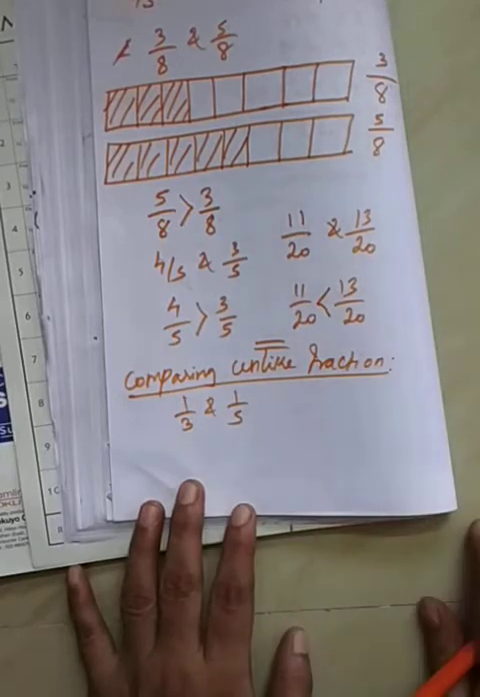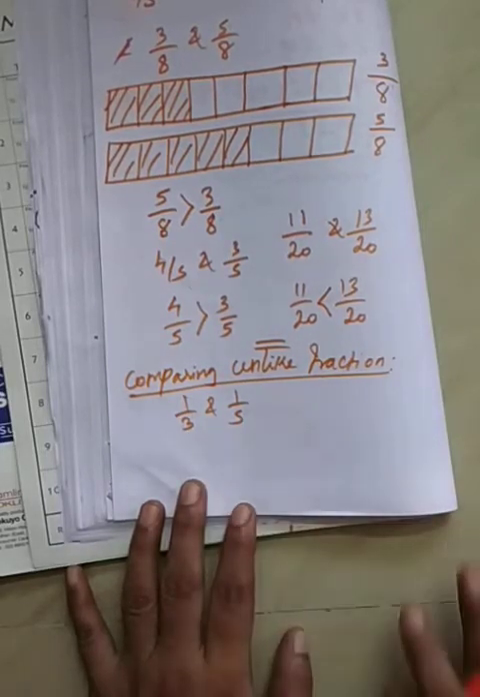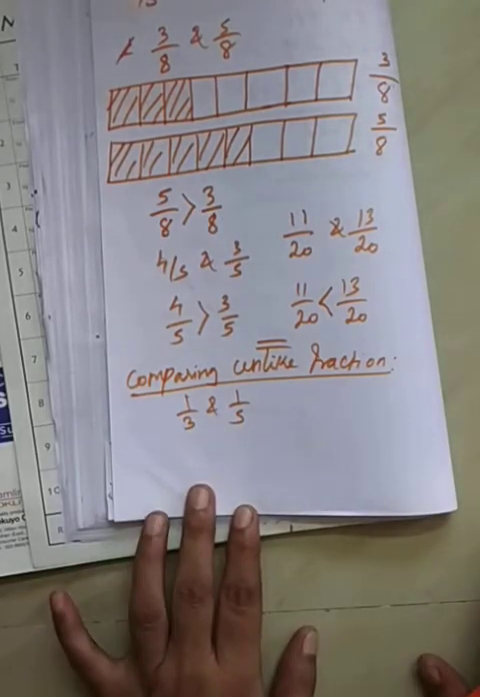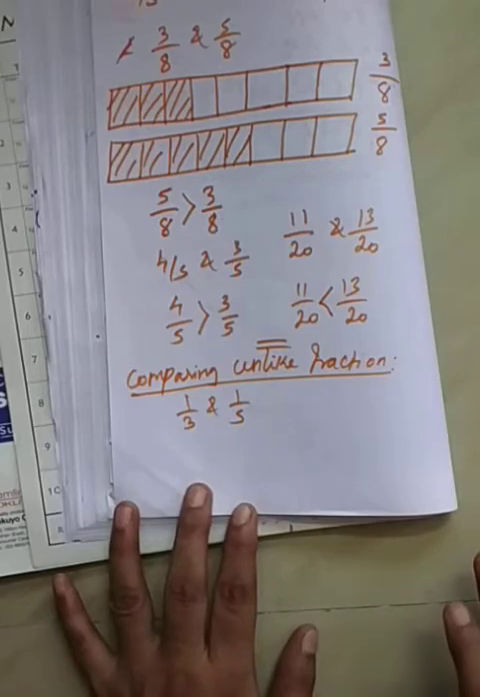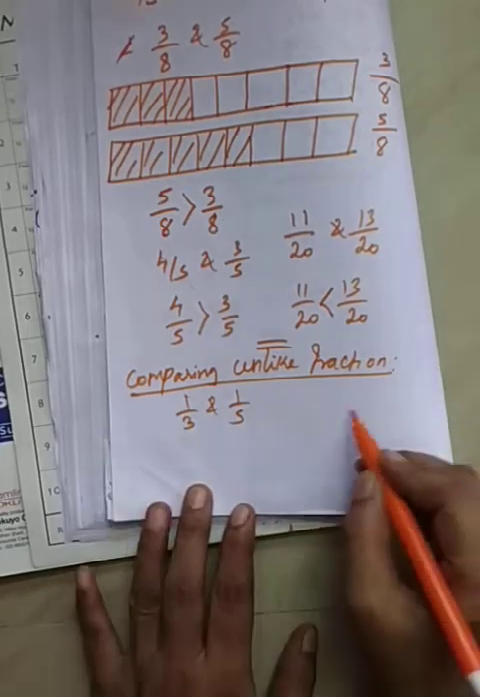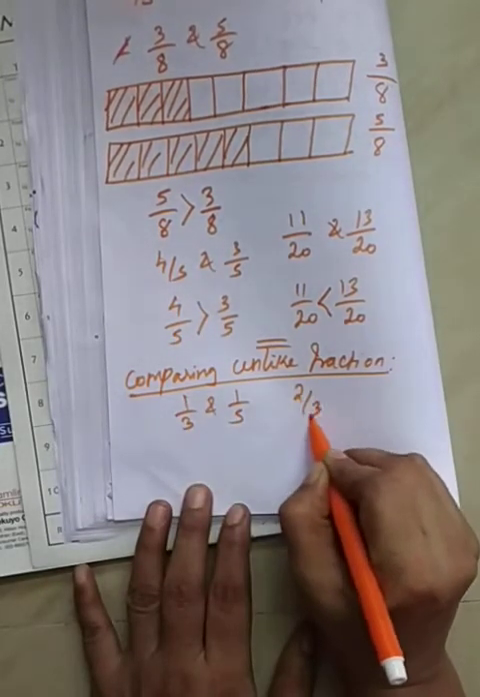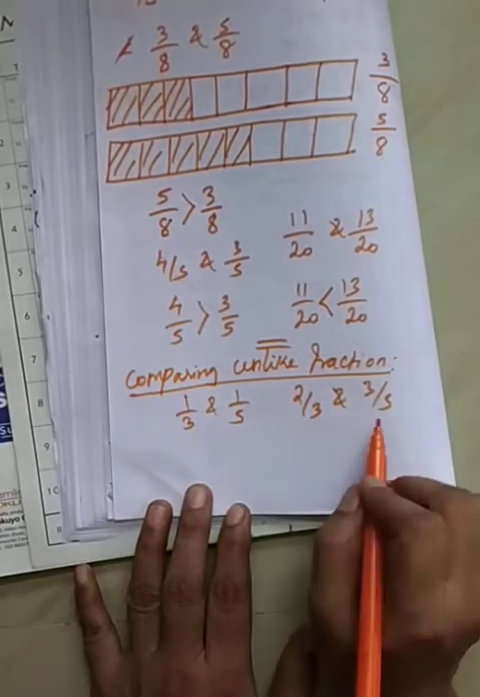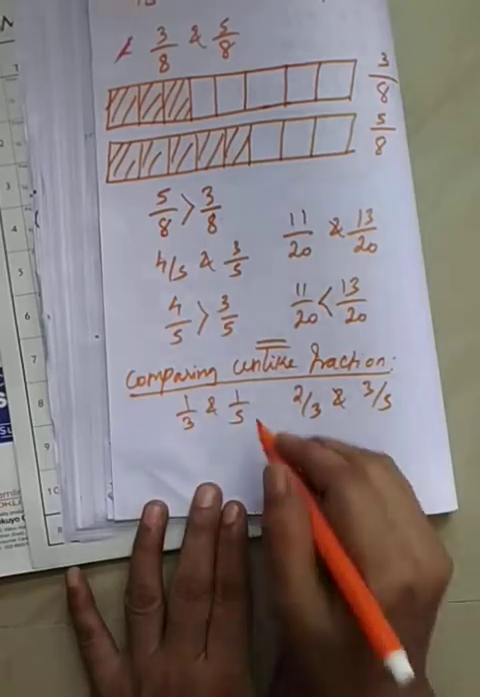See, two fractions are unlike if they have different denominators. See one example, 1 by 3 and 1 by 5 are unlike fractions. So similarly, see here, 2 by 3 and 3 by 5. See the different denominators. So this is also an unlike fraction. Clear?